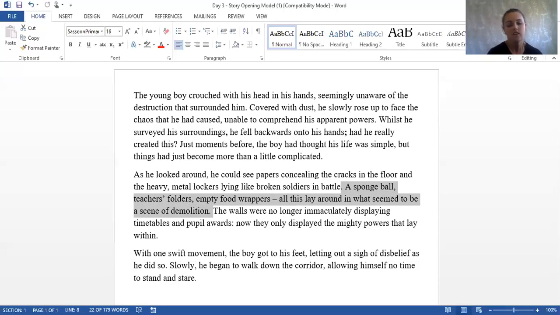because that's what Alan P in his book of sentence structures calls it. So you have a list of 3 things. It could be 3 nouns or 3 feelings, and they're separated by commas. So here we've got a sponge ball, comma, teacher's folders, comma, empty food wrappers. And once you've written the 3rd item, you put your dash, and after the dash will be a main clause that links or explains the first 3 items that you've listed. So it's explaining those items and the fact that they are lying around.